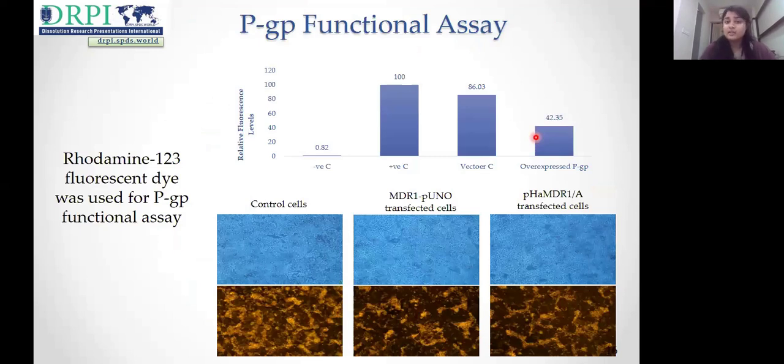Then a functional assay was done to check if this protein that is being expressed is actually functional inside the cells or not. So rhodamine fluorescent dye was used, which is a substrate for PGP, and that gets effluxed out of the cells. So as expected, the fluorescence levels in the PGP-overexpressing cells were very low because the rhodamine was effluxed out in these cells, and this was also confirmed using fluorescence microscopy.